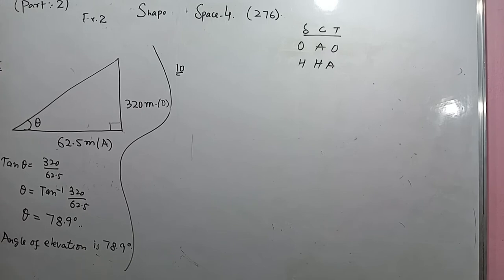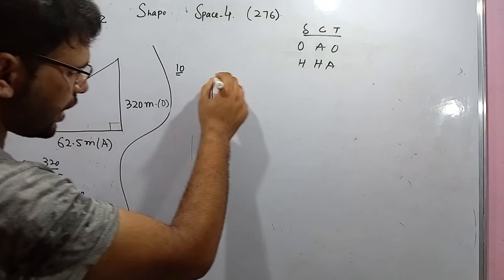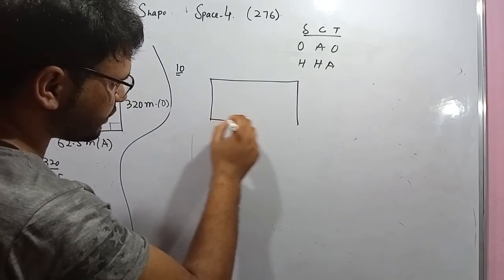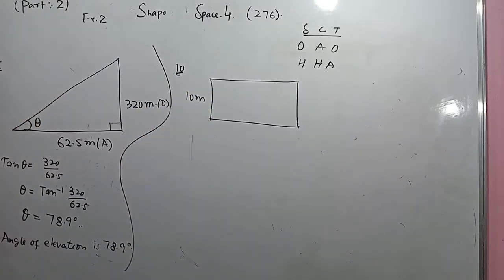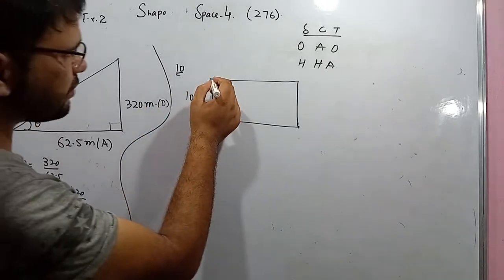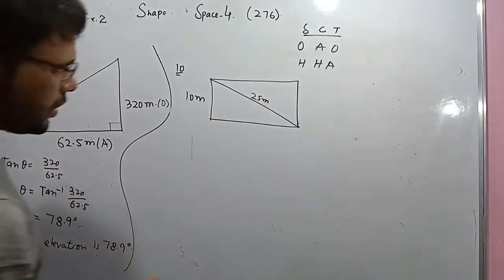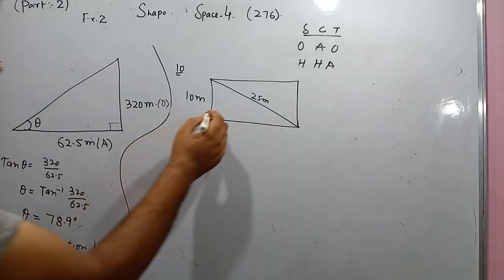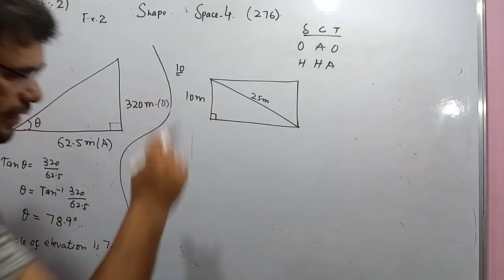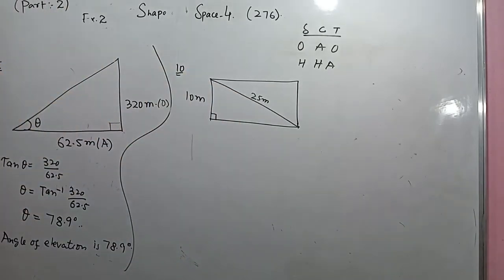Now see question number 8. We have a rectangle that has a side of 10 meter. There's a rectangle and one side is given as 10 meter. But we don't know whether this is the longer side or the shorter side. And the measurement of the diagonal is given as 25 meter. Now how to check whether this is the longer side or the shorter side? You can see here, this is a right-angled triangle. Here the two sides are, one is 10 meter and the other is 25 meter.